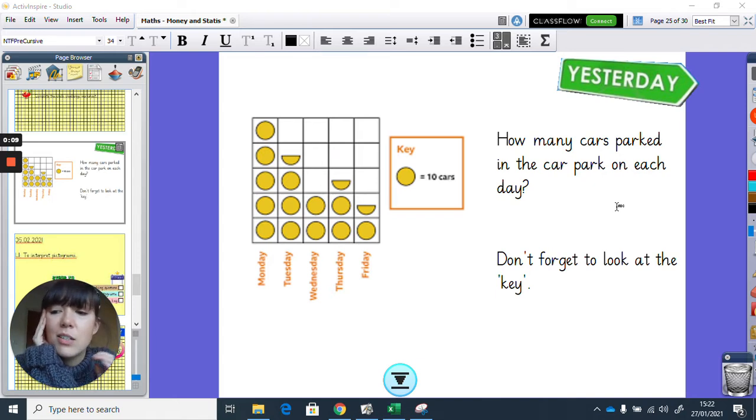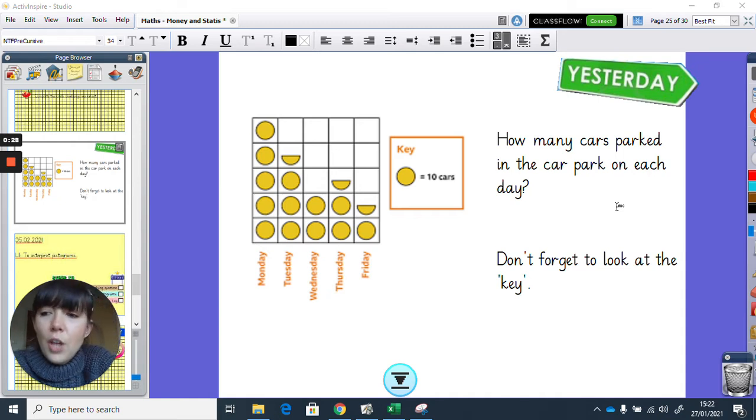Today we're looking at how to interpret pictograms. So that's how to look at pictograms and know what they're showing you and answer questions on them. We're going to start off with just a little have a go. I'm not going to tell you very much about this pictogram. I'm just going to see if you can work it out for yourself, and I'll be very impressed if you can.